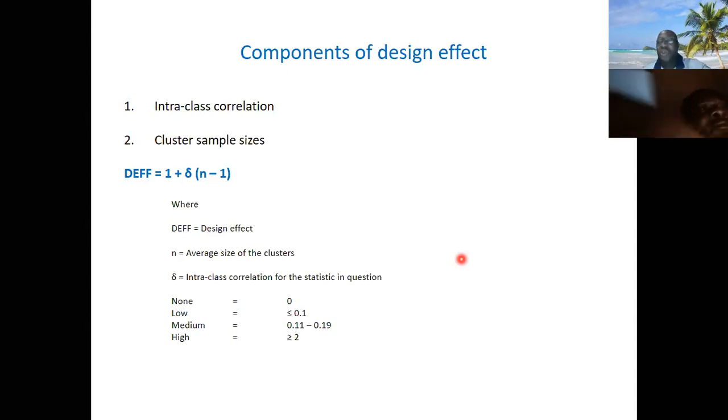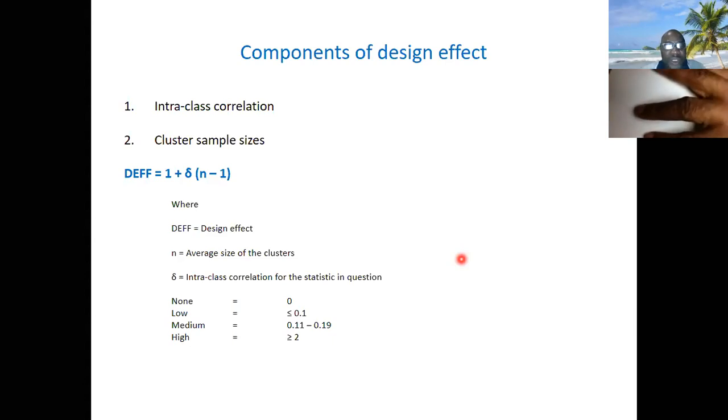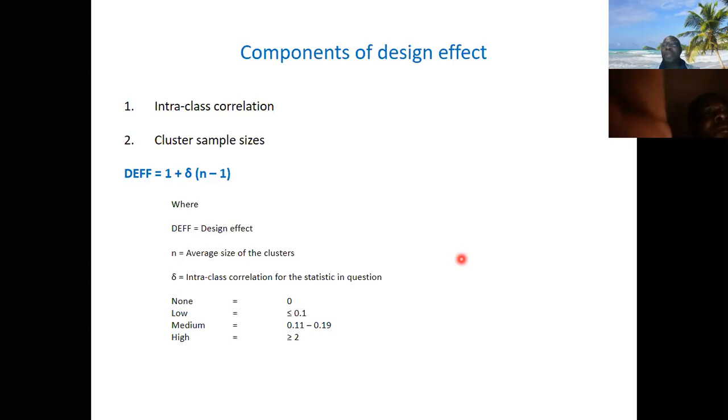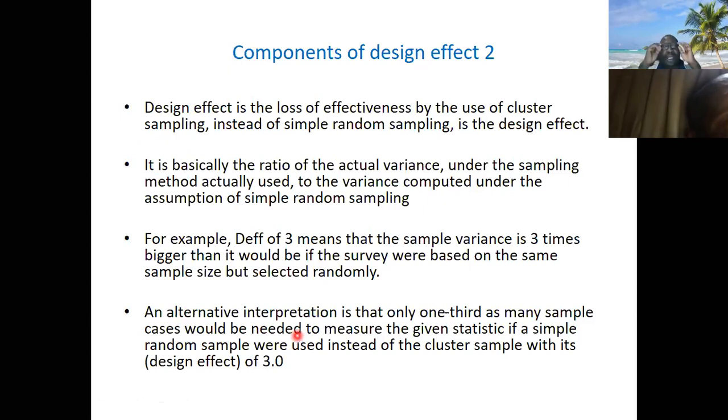Intra-class correlation is considered to be low when it is less than 0.10, and medium when it is 0.11 to 0.19. It is said to be high when it is greater than or equal to 0.2. Now, the design effect is the loss of effectiveness by use of cluster sampling instead of simple random sampling.